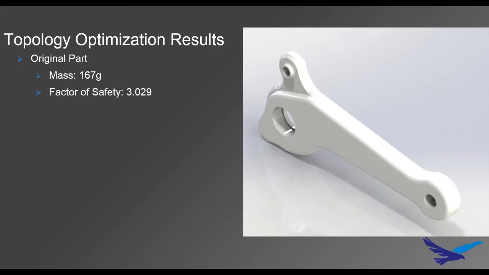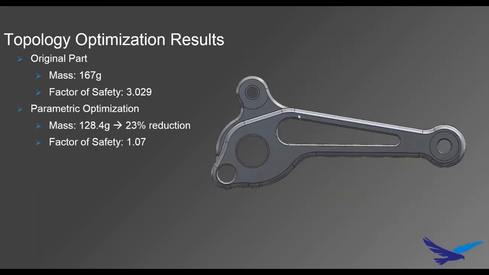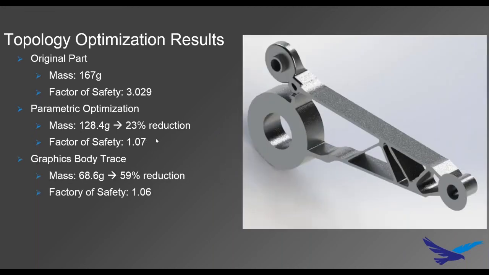So the results of the little challenge I had are going to come up right now. So the original part has a mass of 167 grams, and when I ran that static study on it, it had a factor of safety of 3. So it was 3 times too strong to solve all of that simulation. So my colleague here just gave a nice kind of angled slot and used the parametric optimizer to remove some material. And he got about a 23% reduction and was just passing the simulation. So I took a graphics body and used the mesh modeling techniques to actually make this model here. And I got a mass reduction of just under 60% and a factor of safety of 1.06. You can see it's just as strong as that previous part. So it's just as strong as that part, but a lot lighter.